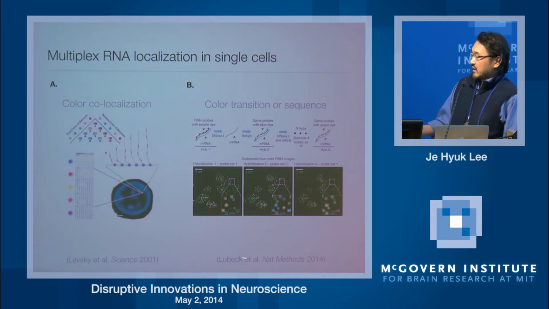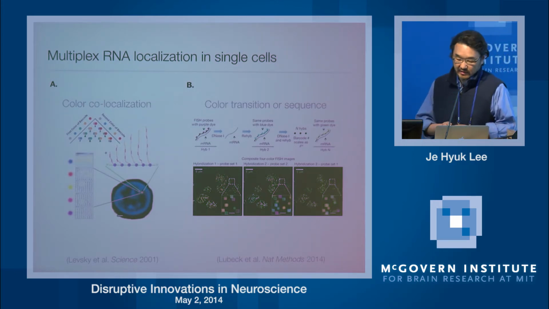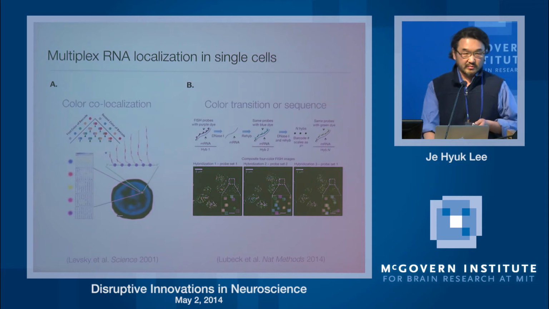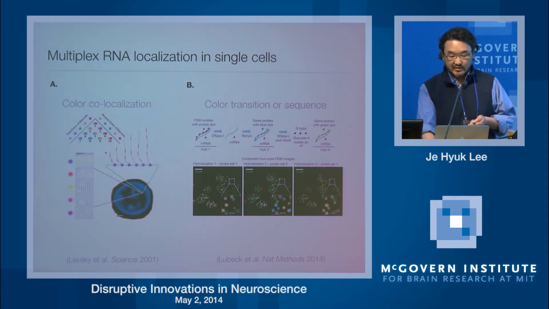And more recently, from Long Cai's lab at Caltech, he came up with color transition barcoding, or seqFISH, in which he uses super-resolution microscopy combined with sequential hybridization and stripping to understand the identity of the transcripts. But with other methods, you really are limited to maybe a few dozen or maybe 100 transcripts, not even close to the thousands of genes that a cell may express.